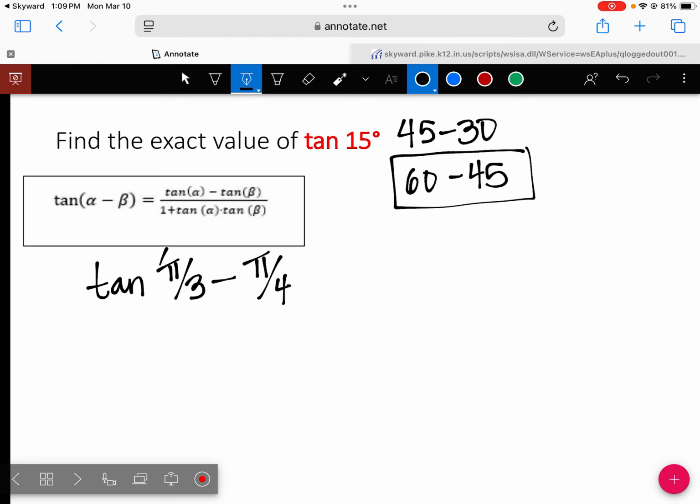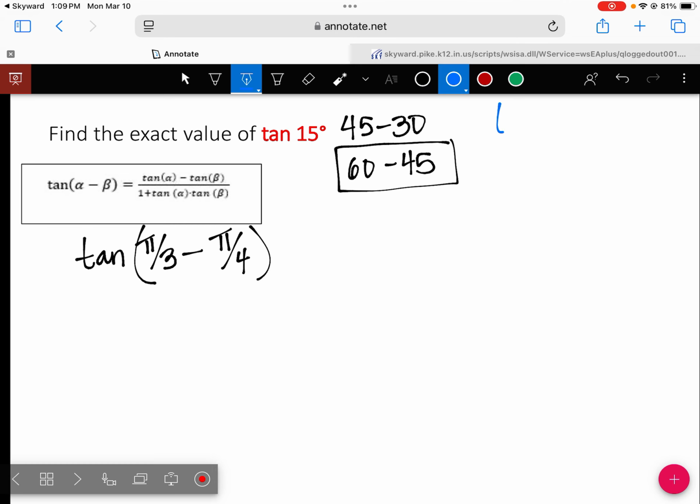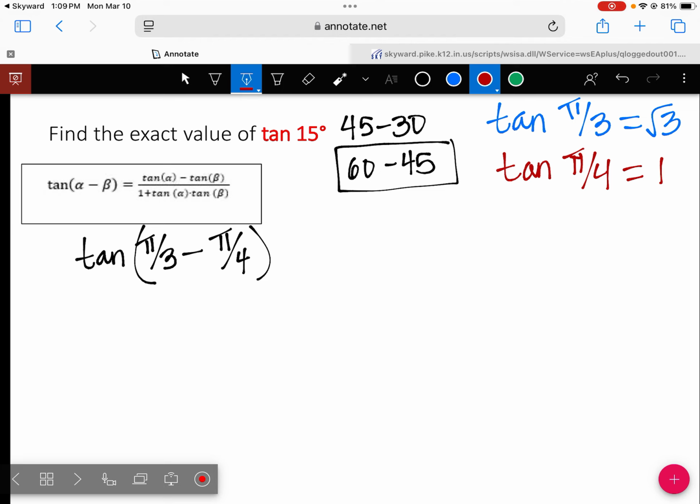We're using that identity. Now we know that the tangent of pi over 3 was what? What did we get for the tangent of pi over 3? Root 3. And we also know that a tangent of pi over 4 is what? So we don't have to go back and do that.